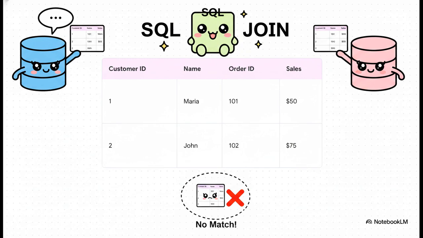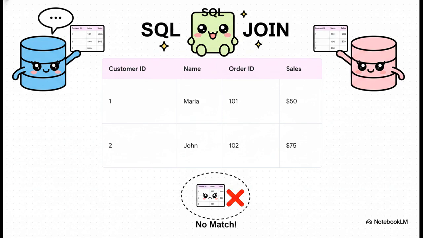Notice how this plays out in the combined output. SQL happily matched customer ID 1 and customer ID 2. It neatly combined the customer names from the left, Maria and John, with their exact order IDs and sales data from the right.